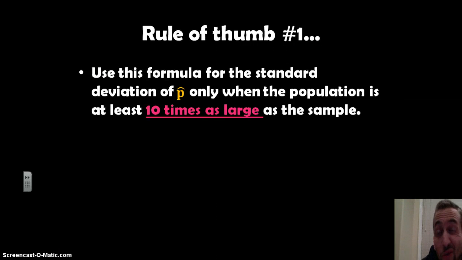Again, to say it's approximately normal, our population has to be a certain size, and so we're only going to use that formula when the population is at least 10 times as large as the sample. That's something we did mention before, but again, rule of thumb number 1. This is actually its official name, rule of thumb number 1. They'll mention it in your book and on the AP test also. Rule of thumb number 1: population is at least 10 times as large as the sample.